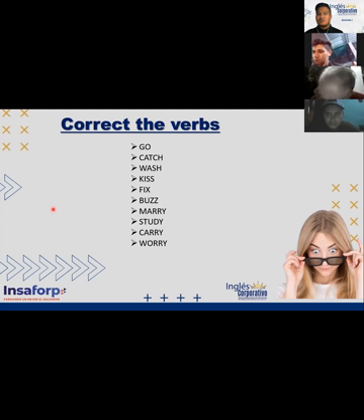This is going to be only with the third person. So I want you to tell me an example with the third person. So I want to see if you remember some of the rules.